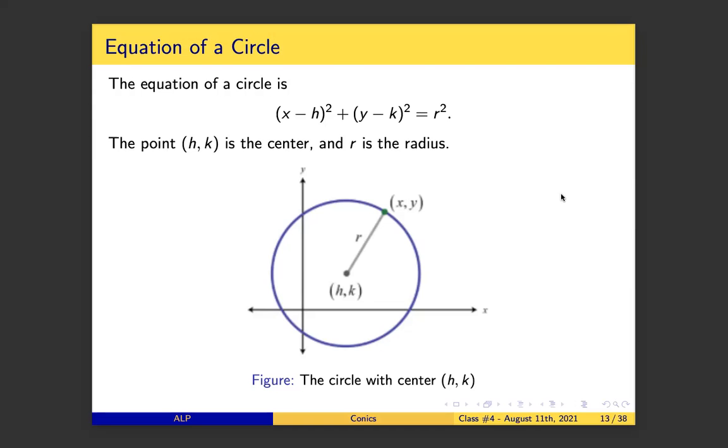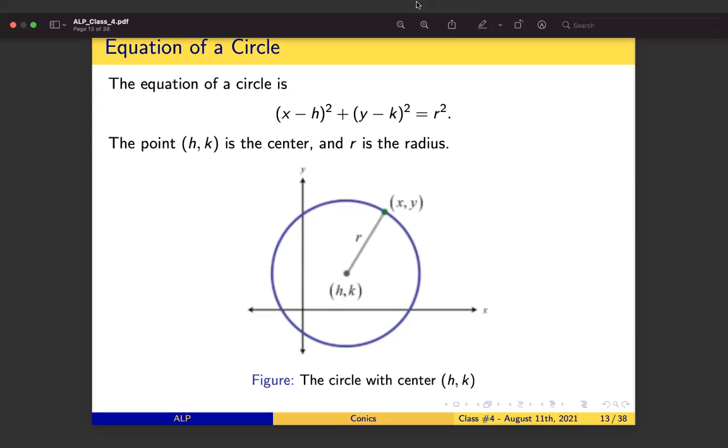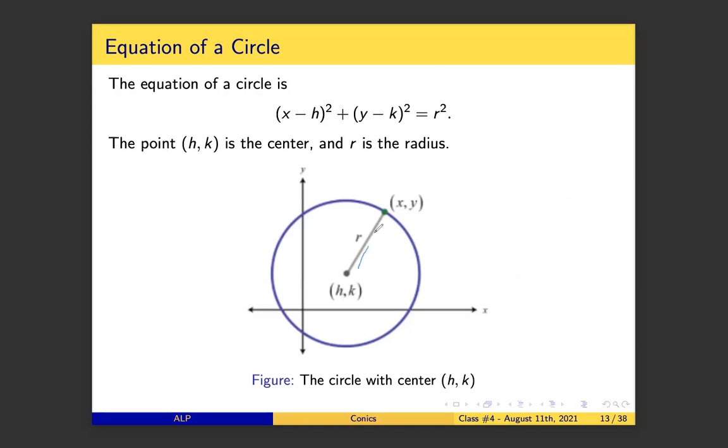This is a diagram for you to envision. The circle has center (h, k) and radius r, and it goes to a point (x, y). This (x, y) can be any point on the circle because, again, it is equidistant from the center of the circle at a distance of r, the radius.